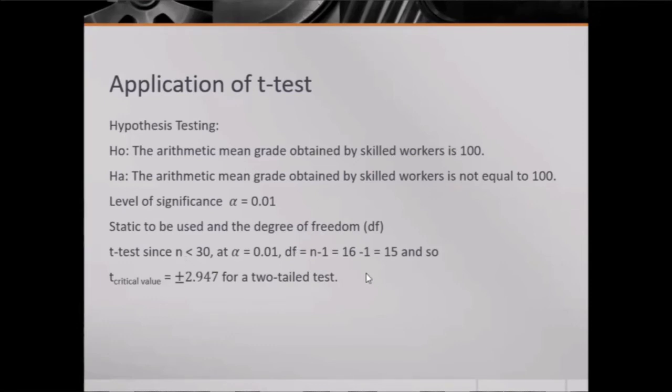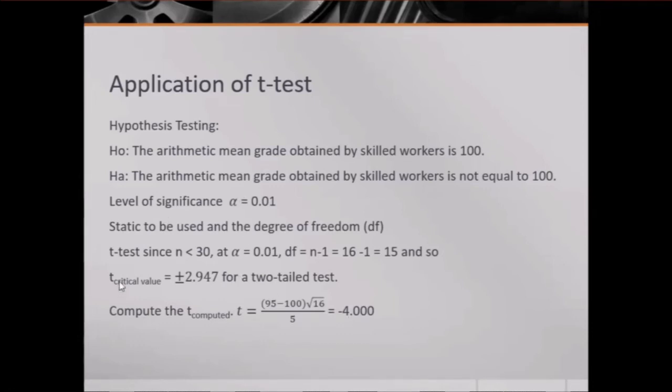Yung computed value na. So, ang gagamitin natin formula, ang t computed value ay yung sample mean minus population mean, and that is 95 minus 100 times the square root of sample size 16 over standard deviation 5. So by computation, 95 minus 100, that is negative 5, divided by 5, negative 1. Then square root of 16 is 4. Diba? Pwedeng positive 4 or negative 4. Walang problema kasi naka-two-tailed naman tayo, no?